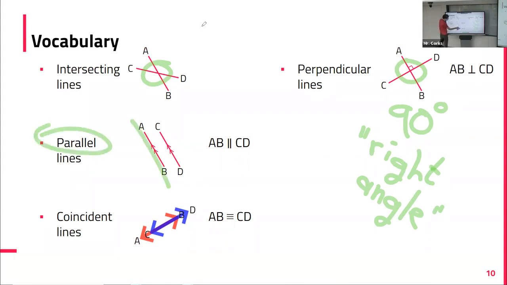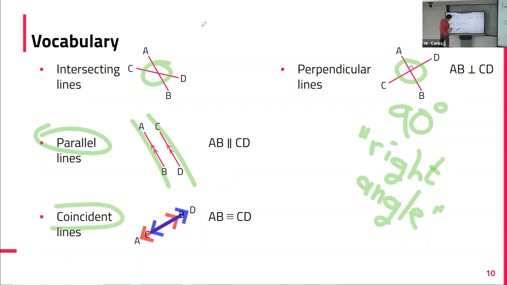Parallel, where the two lines do what? They're parallel. What does parallel mean? They never intersect. They are always the same distance apart. They'll never cross each other.